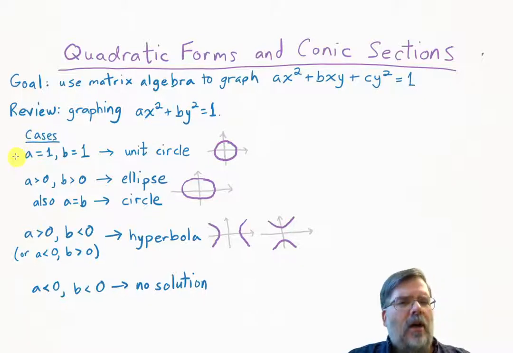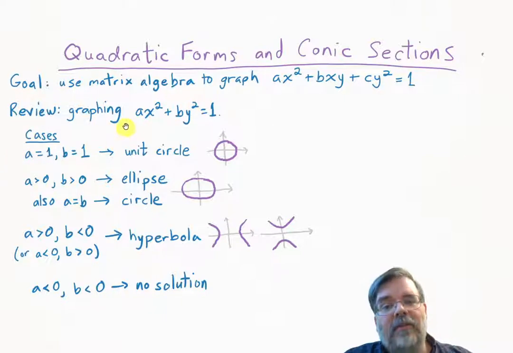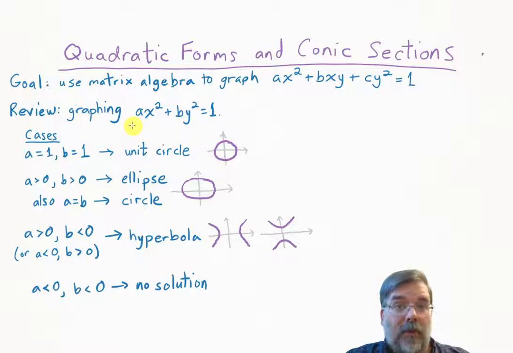Well, there's a few common cases we might look at first. For example, what if both the coefficients a and b here were both equal to 1? Well, in that case, you'd be left with the equation x squared plus y squared equals 1. And that's the equation of the unit circle. That's the circle centered at the origin with radius 1. A very common equation you see in mathematics.